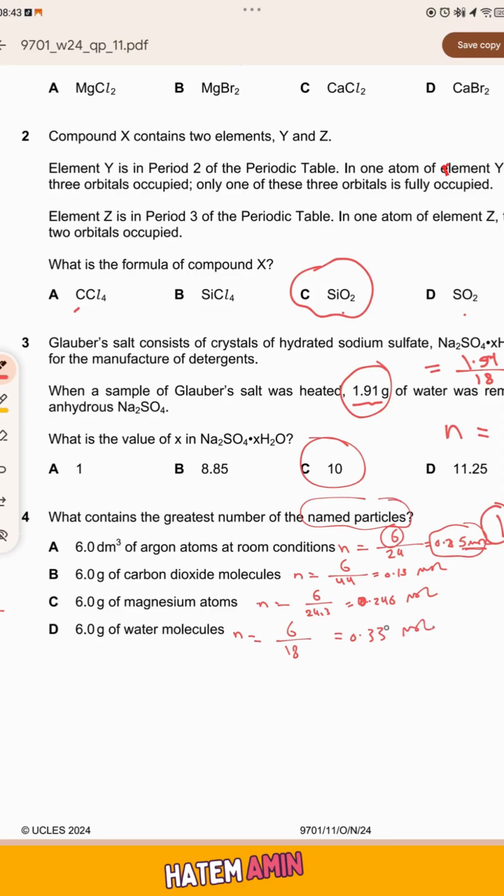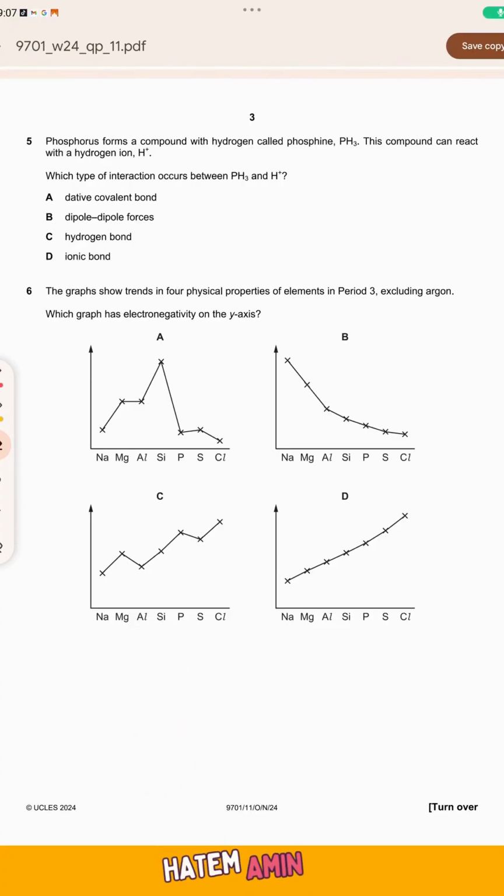So the maximum number, or the greatest number of mole is 0.33. So water here has the greatest number of particles, because if we take this number 0.33 multiplied by 6.02 times 10 to the power of 23, it will give you the greatest particle number. So the correct answer is D. Thank you. Question number 5.